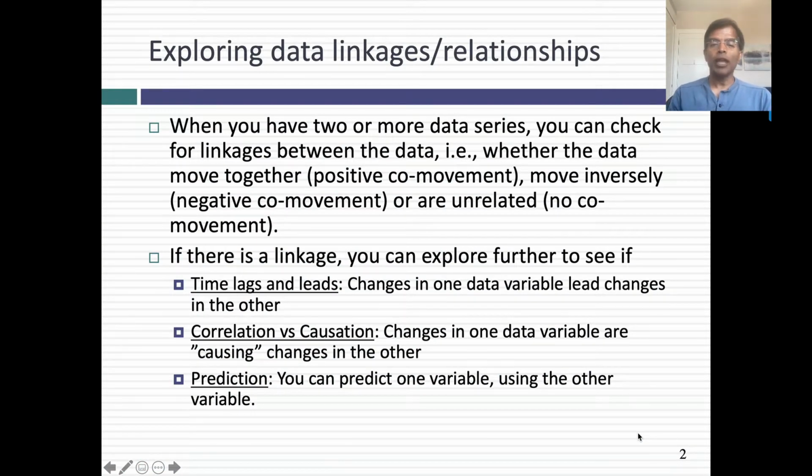So if I gave you two or more data series, price earnings ratios and interest rates, earnings and growth, you can check for linkages in the data statistically and see whether they move together, move in different directions inversely, or are unrelated. Now, if there is a linkage, you can explore further. You can explore to see if there are any time lags or leads. In other words, does one variable happen first and the other follows, or vice versa? You can also check to see whether the correlation amounts to causation.